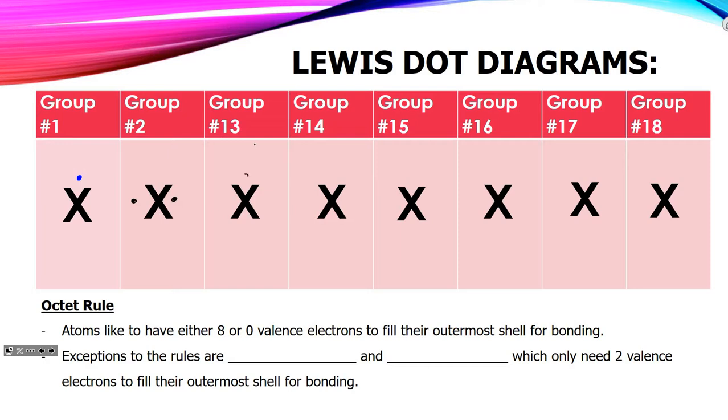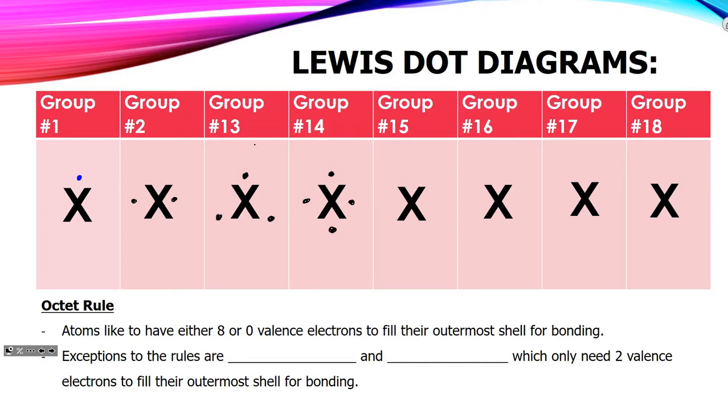So I would put 3, and 3 would be in a triangle because electrons are negative and they repel each other. They want to get as far away from each other as possible. That's why the 2 went opposite. When I get to 4, I actually have 1 on each side.